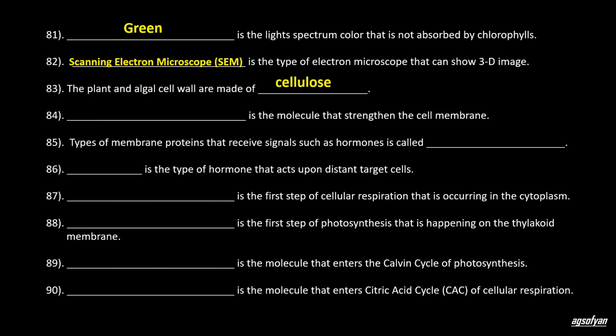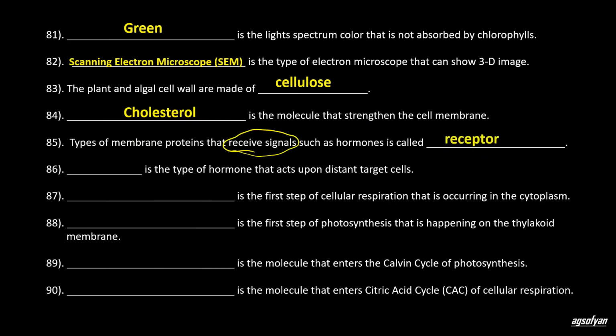Blank is the molecule that strengthens the cell membranes. It should be cholesterol. So we need cholesterol to make our cell membrane become stronger. Type of membrane protein that receives signal such as a hormone is called, okay, a receiver, receive signal. It is called the receptor. Okay, receptor.